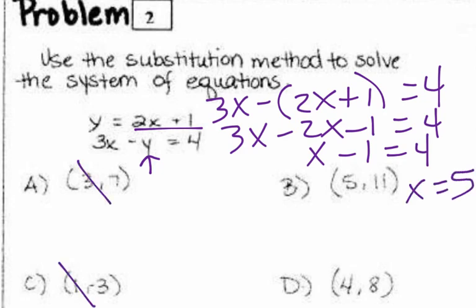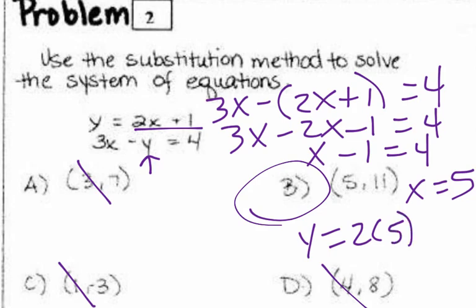Can't be that, can't be that, can't be that. You found it without having to do all of the work. You could go back in there and test 11 to make sure it really worked, or put 5 in there and see. It does, because y is equal to 2 times 5 plus 1, which is 11.